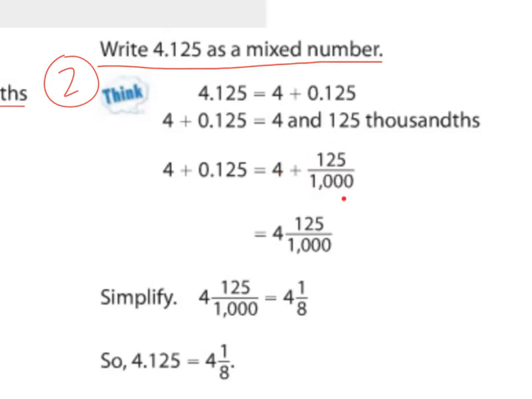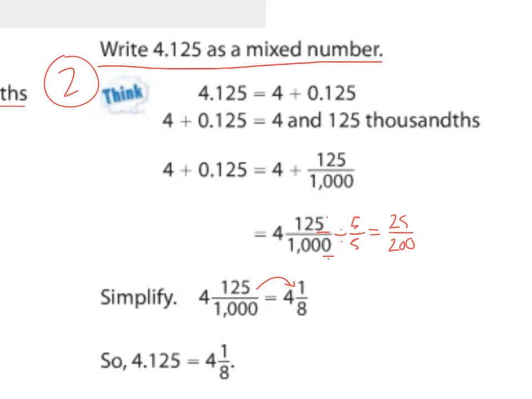Now we're going to look at this fraction and ask ourselves, can I simplify? Well, for Mr. C, I don't jump right to 1/8. I know that 125 and 1,000 both end in 5 or 0, so I can divide by 5. Then I got 25/200ths.